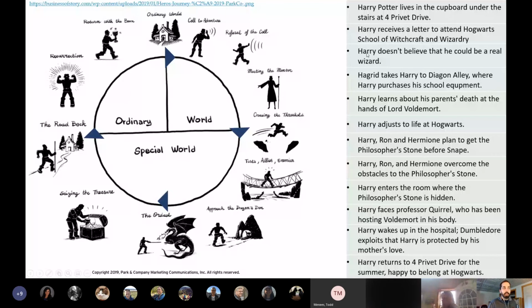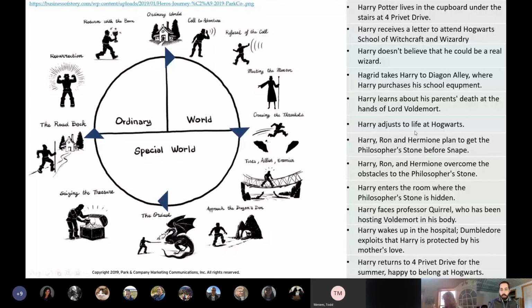But he doesn't believe that he could be a real wizard, and being a wizard comes with dangers that he finds out very quickly. Hagrid forms the mentor role, at least in the very first Harry Potter story, where he goes to Diagon Alley and learns the various pieces of the wizarding world. He crosses the threshold when he learns about his parents' death at the hands of Voldemort. So he's fully sunken into this special world now. It's unavoidable. It's a part of who he is, and there's no going back.